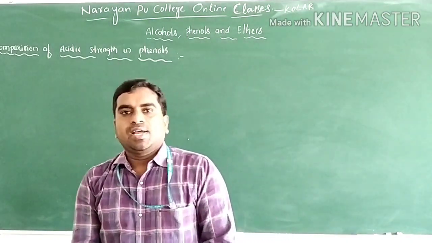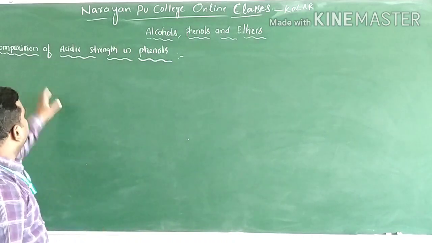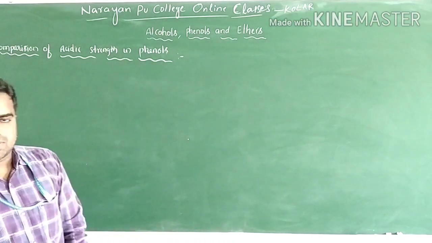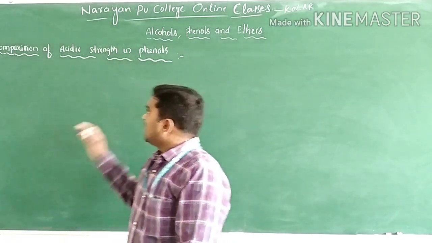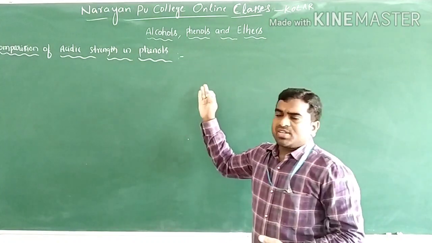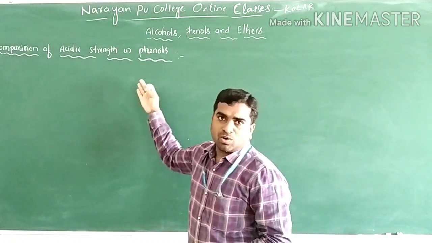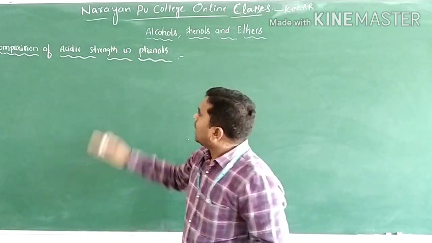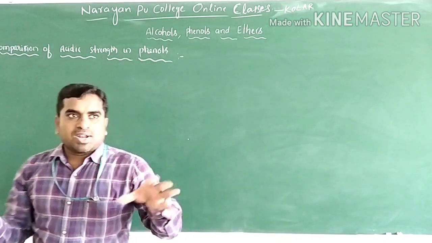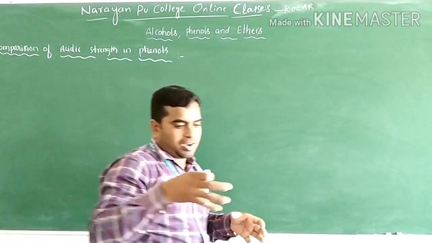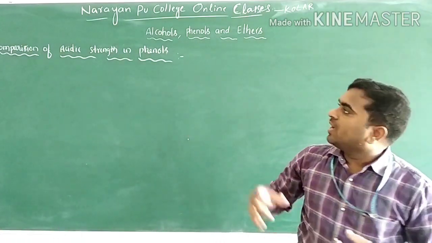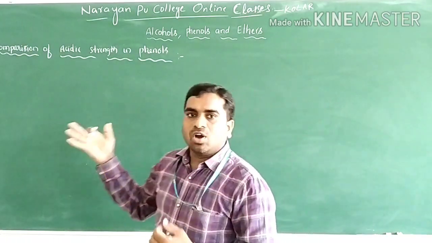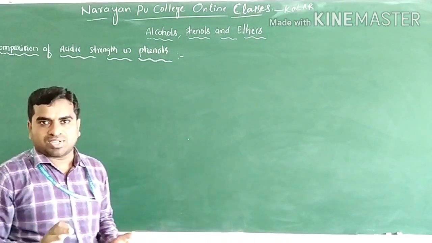Now next one is comparison of acidic strength in phenols. You know that just now we have discussed the acidic strength of the phenols, and phenols are more acidic than the alcohols. Now, if any substituents are present in the benzene ring, then how do they affect the acidity of the phenols? That we have to discuss.